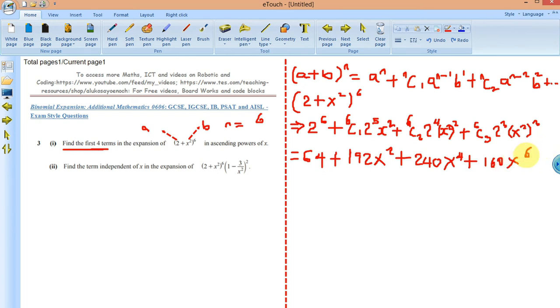Now that's all we are asked to find, guys, because this question says find the first 4 terms in the expansion of this in ascending power of x. So this is what we have: 1, 2, 3, 4. So that's the solution to the first one. So let's go ahead with the second one.